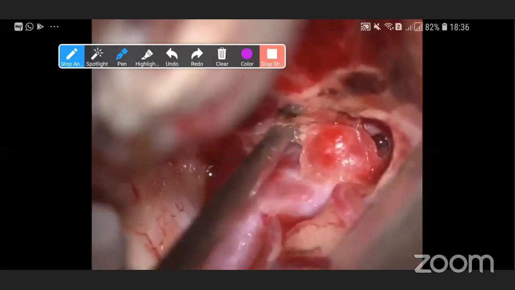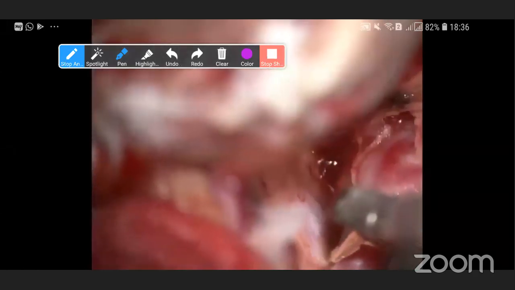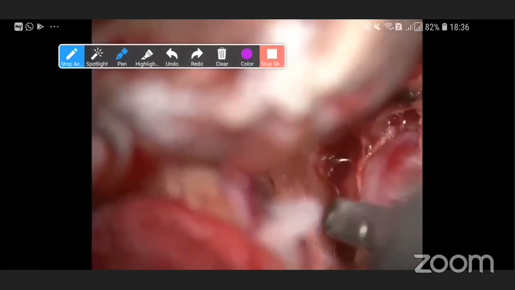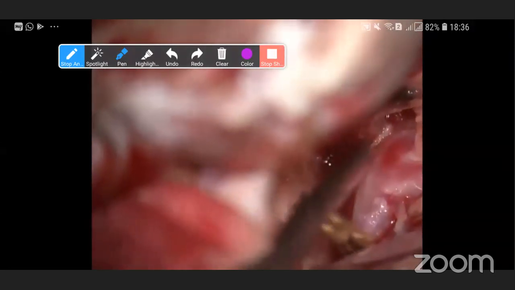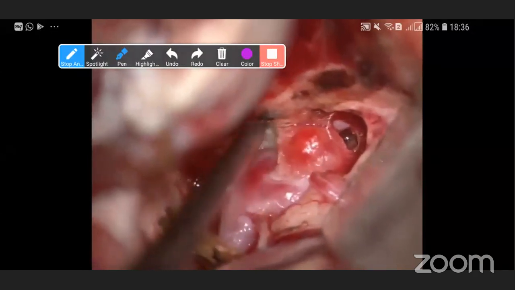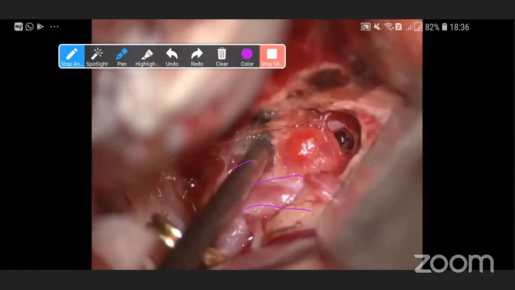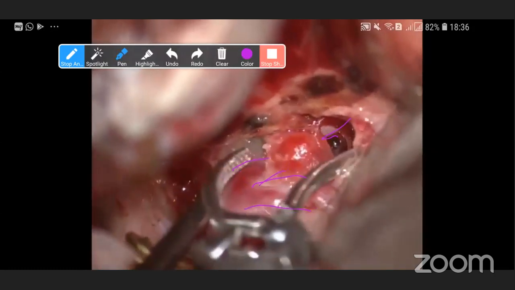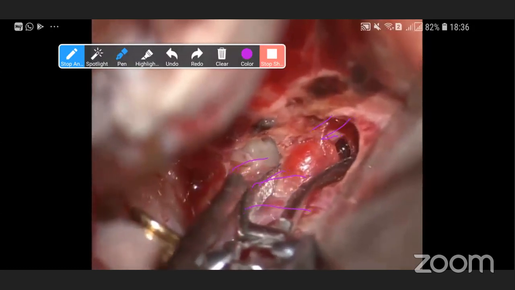If it was projecting in between the two A2s, it would have been a bit difficult. I would have to use fenestrated clips. But now I'm putting in an A1 clip so that the aneurysm softens and doesn't break when I put the clip in. So I'm going to put the clip in right now. So that is one A2. That's the plane of the other A2. You can see the other A2 there. So I'm going to put the clip in between these A2s.